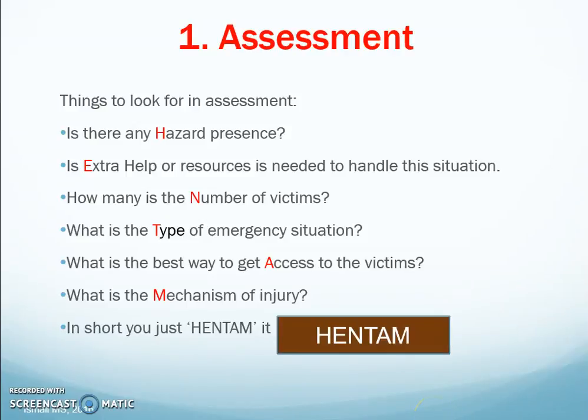Okay, the first step in the approach to the emergency situation is the assessment. In assessment, there are a few important things that we need to look into. The first thing is hazards: is there any hazard? Two, extra resources, extra help that we need to mitigate the situation. Three, what is the number of victims? Four, the type of emergency situations. Five, accessibility to the victim. And six, mechanism of injury. So in short, remember this is HENTAM. Alright, HENTAM. So just HENTAM it.